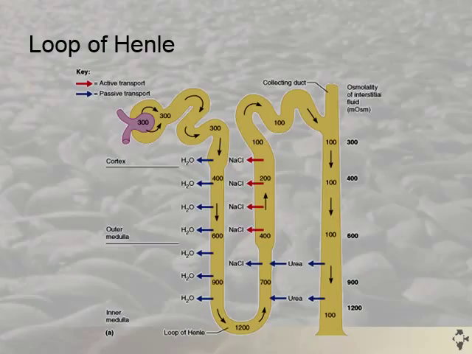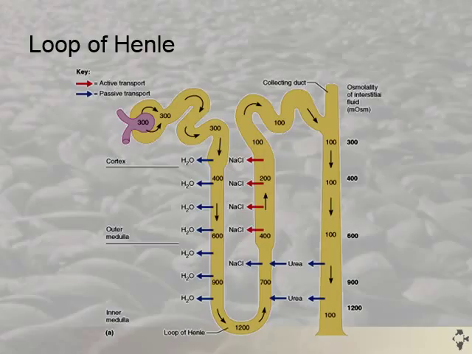The reason that you can see water is passively leaving the loop of Henle and causing this concentration of the filtrate is because of what's going on in the ascending limb. So in the ascending limb, you can see that there are many active transporters which are actively exporting sodium chloride from the filtrate, from the urine, into the interstitium. So they're creating very high concentrations of sodium chloride in the interstitium. Those high concentrations of sodium chloride then draw water out of the descending limb.